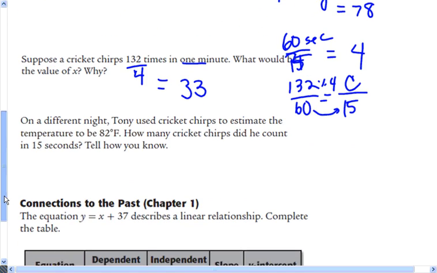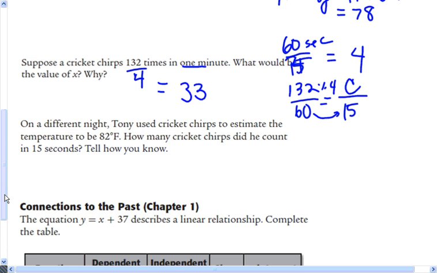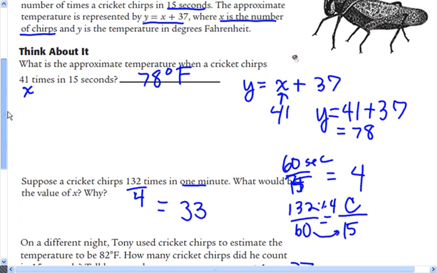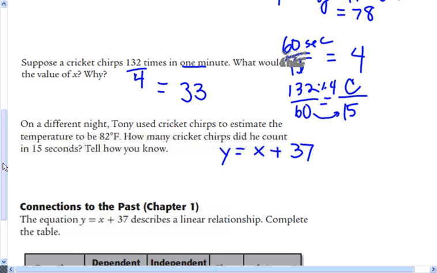All right. On a different night, Tony used cricket chirps to estimate the temperature to be 82 degrees Fahrenheit. How many cricket chirps did he count in 15 seconds? Tell how you know. Well, we know by this equation that the temperature, y, is equal to the number of chirps in 15 seconds, x, plus 37. So the temperature here is given as 82, so we need to put that in where the y is. And then we need to figure out what x is. And that'll be the number of chirps in 15 seconds.